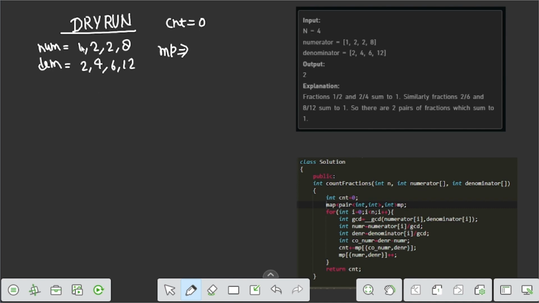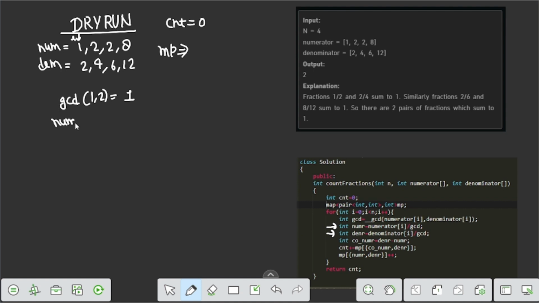Now in the first iteration, we calculate the GCD of numerator and denominator. The GCD of 1 comma 2 becomes 1. And we calculate the new numerator and new denominator.